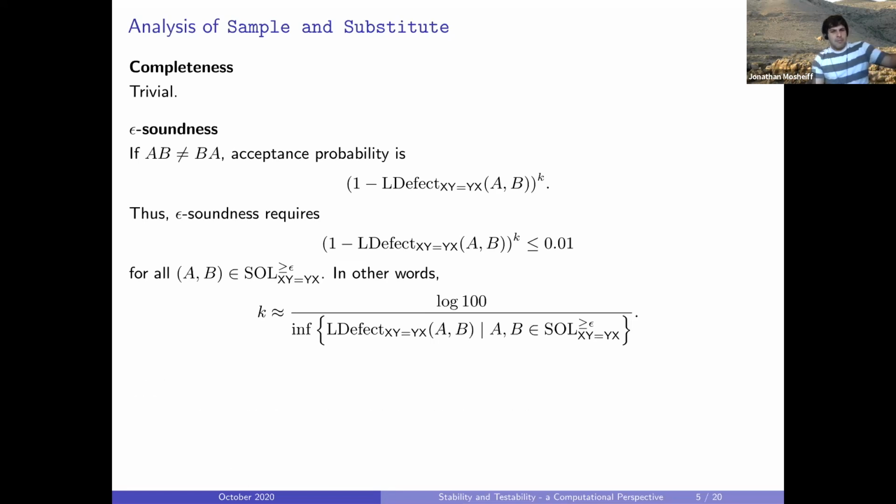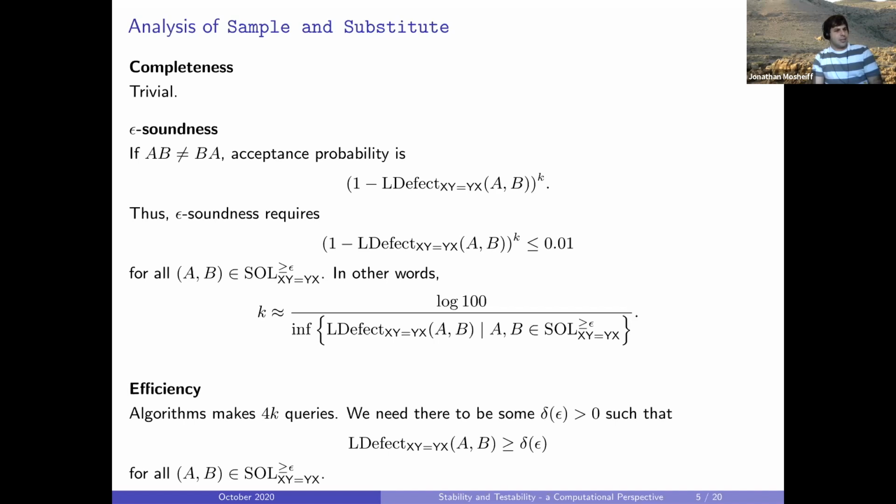So we want to take k that satisfies the soundness condition, but is as small as possible because we still want to be as efficient as possible. So we're just going to take k equal to log 100 over this infimum. And now what do we get for efficiency? The number of queries that the algorithm makes, as we said before, is 4k, because in each iteration we just need to check a of x, b of a of x, and the opposite. So it's 4 queries per iteration, and we need this 4k, which is just like k itself.